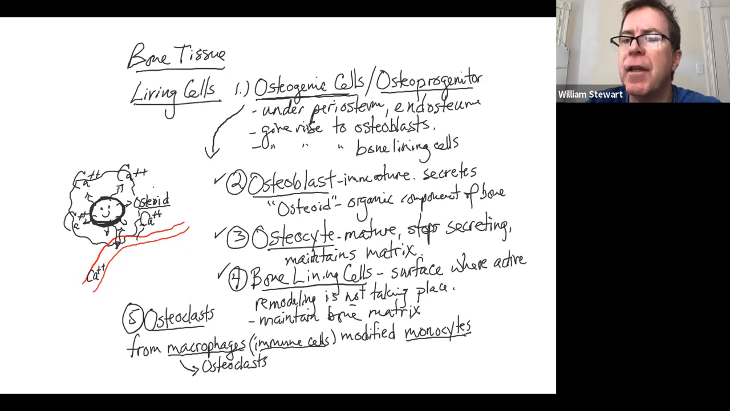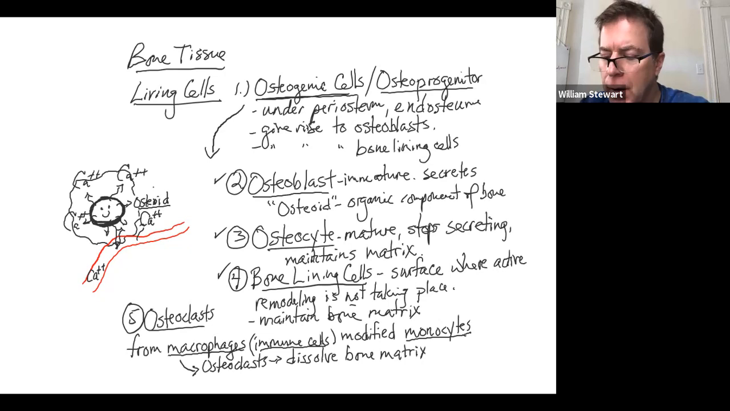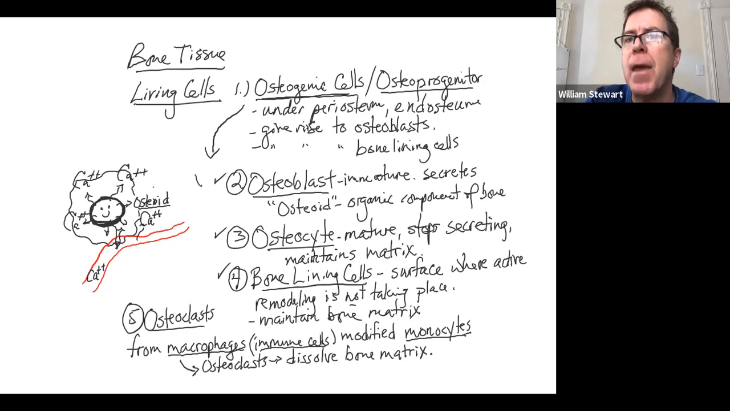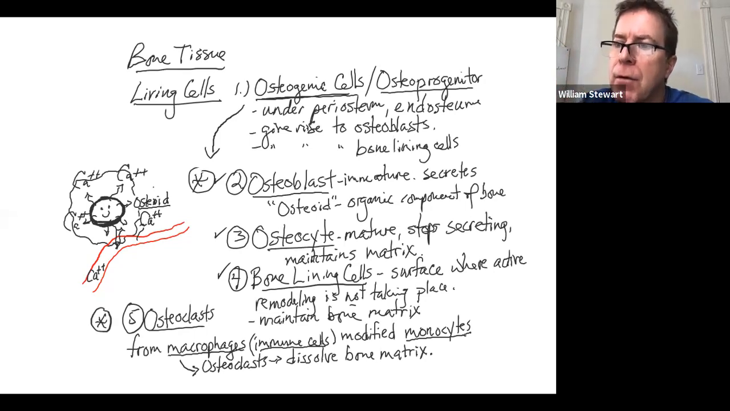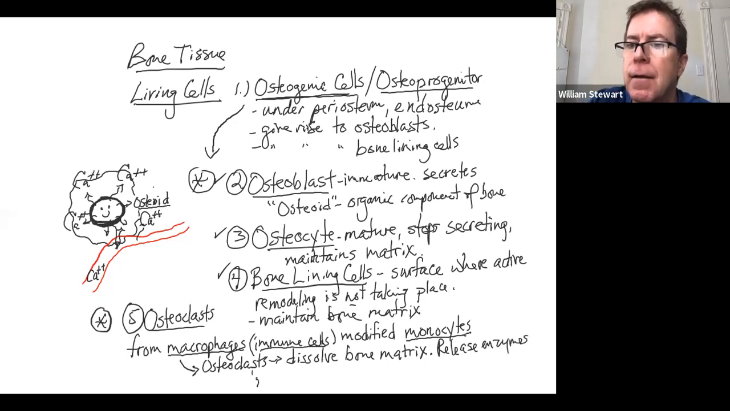Osteoclasts are a type of living bone cell that we find in bone tissue. What they do is they dissolve bone matrix. That's their key function. So these cells, osteoblasts, make new bone matrix. These cells, osteoclasts, dissolve bone matrix. How they dissolve bone matrix is they release digestive enzymes and acids that literally break down bone matrix.